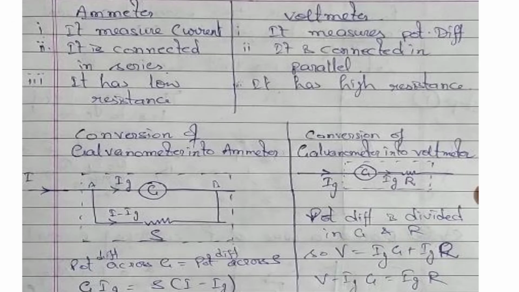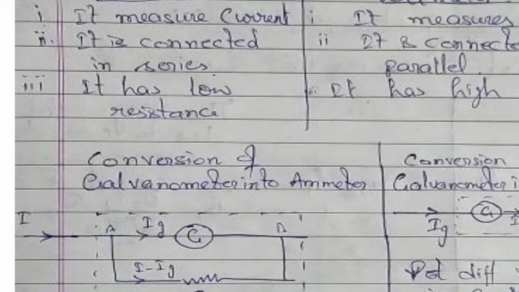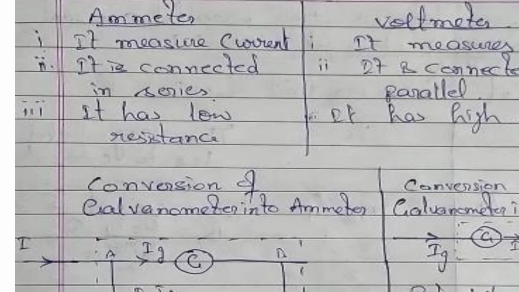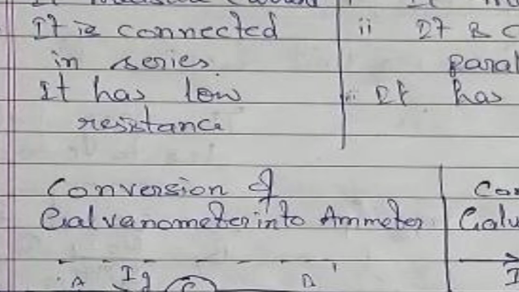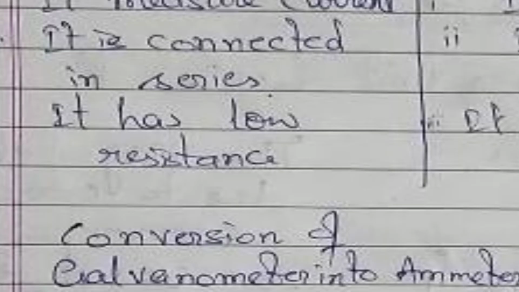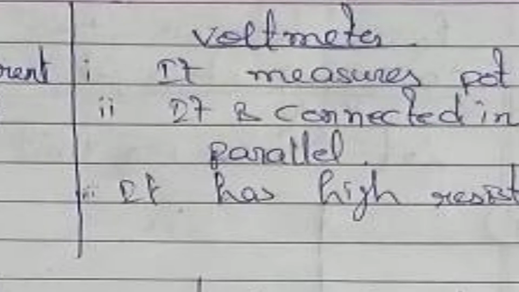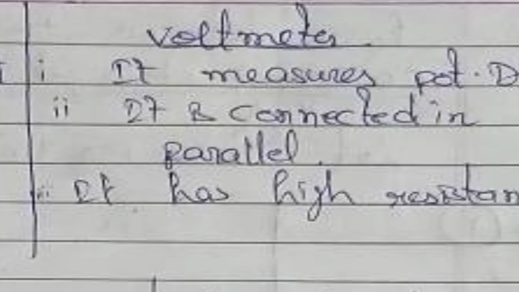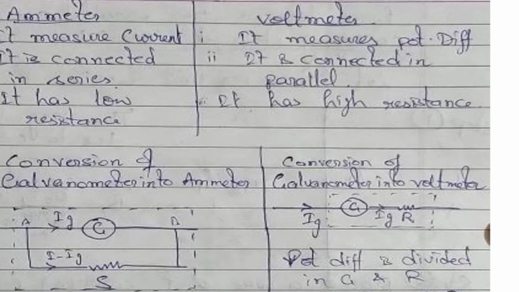Now convert this galvanometer into an ammeter or voltmeter. What is an ammeter? An ammeter is a device which measures current, and anything which measures current has to be connected in series, and what is connected in series must have low resistance. Similarly, a voltmeter, on the other hand, is the device which measures potential difference. For measuring potential difference, it is to be connected in parallel. The condition is that it must have high resistance. So let us make an ammeter and voltmeter, that is, conversion of a galvanometer into an ammeter.